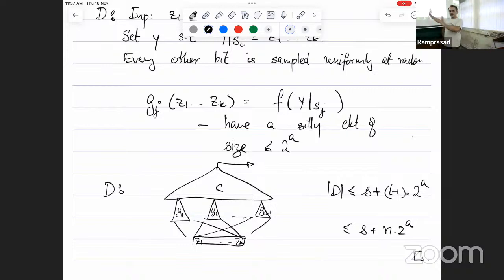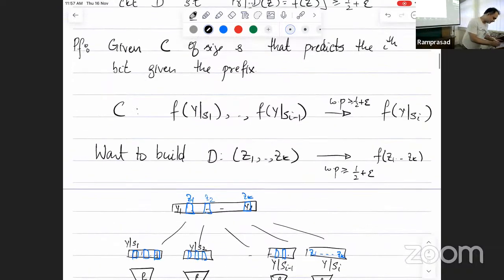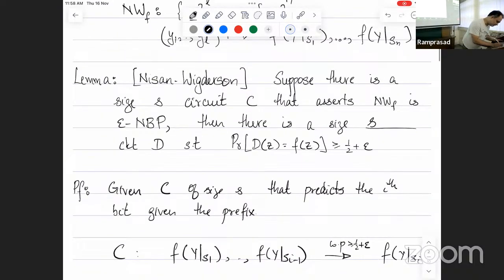And by construction, you now have the property that if C manages to predict the next bit efficiently, it should have predicted the next bit. But fortunately, the next bit is precisely f of Z1 through Zk. So it must have done that with probability half plus epsilon. Now we can fill in this blank, and it is just s plus n times 2 power a.